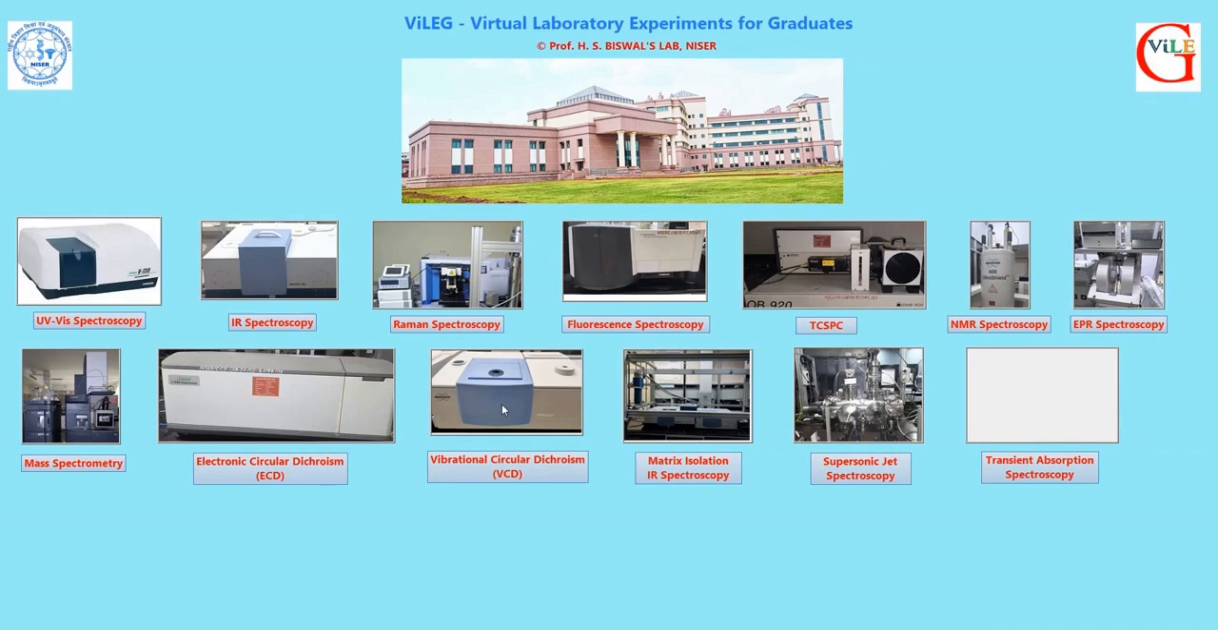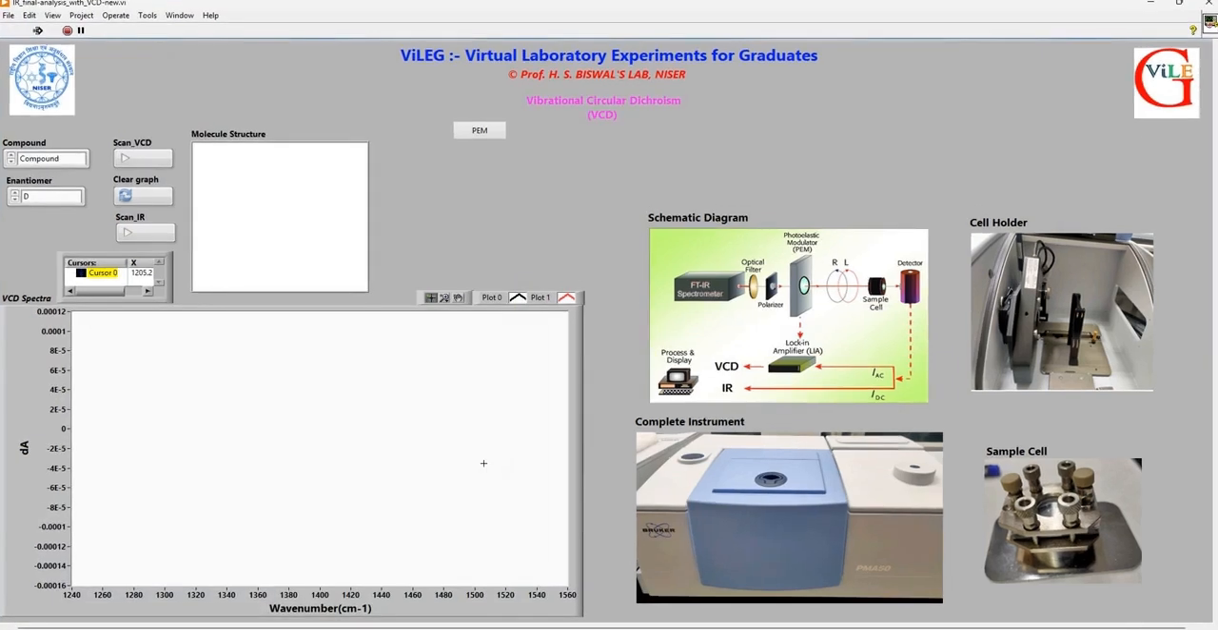Hi everyone, today we will learn about another spectroscopy tool called Vibrational Circular Dichroism, that is VCD. In this video, we will learn about what VCD is, its instrumentation, and how to record a VCD spectrum. This is our lobby interface where we explain different types of spectroscopy tools. Let's first gather some background about VCD.